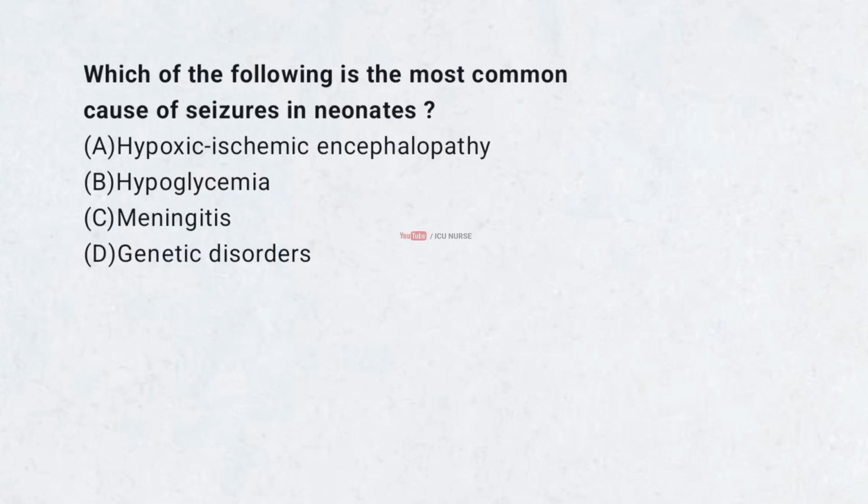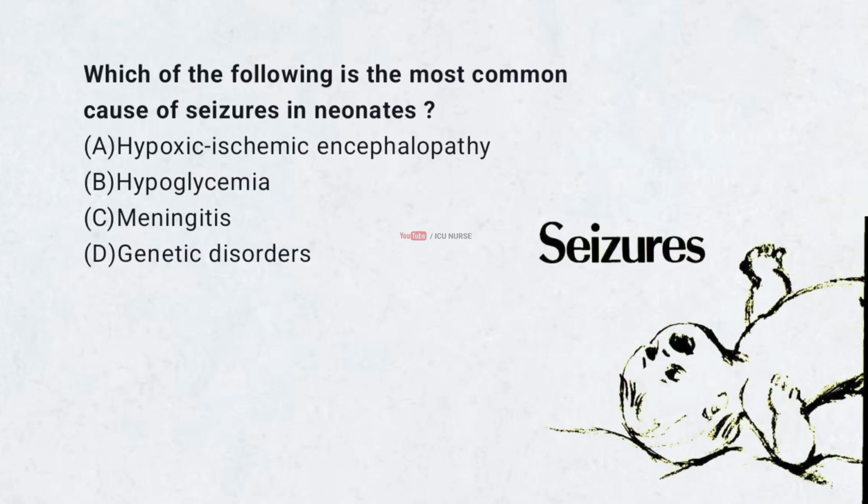Which of the following is the most common cause of seizures in neonates? A. Hypoxic ischemic encephalopathy. B. Hypoglycemia. C. Meningitis. D. Genetic disorders. Correct answer A. Hypoxic ischemic encephalopathy.